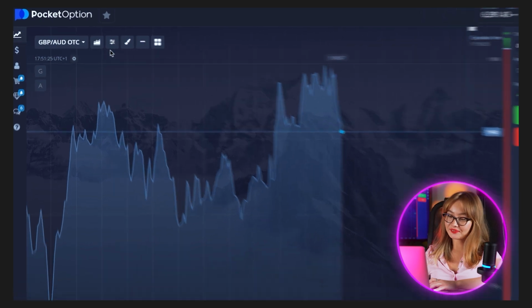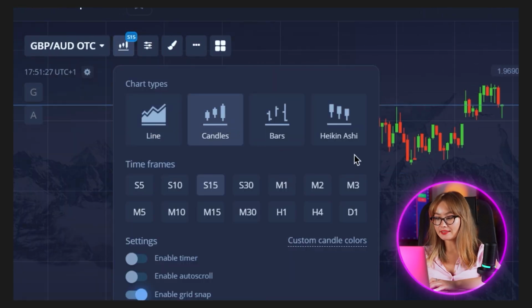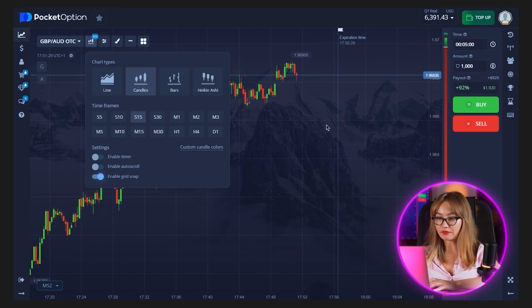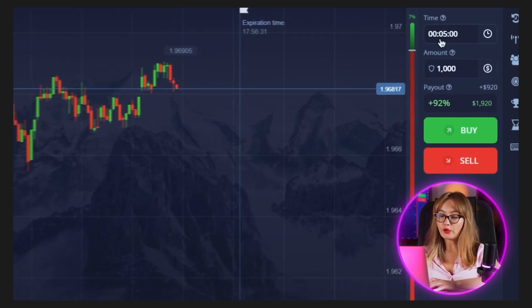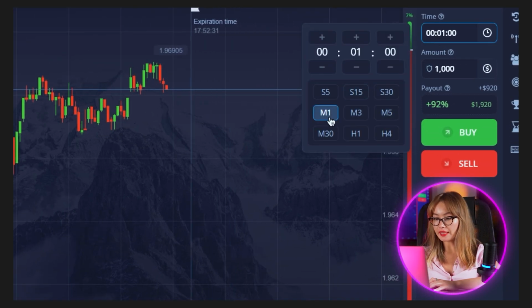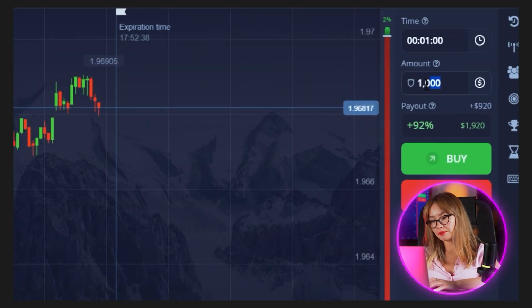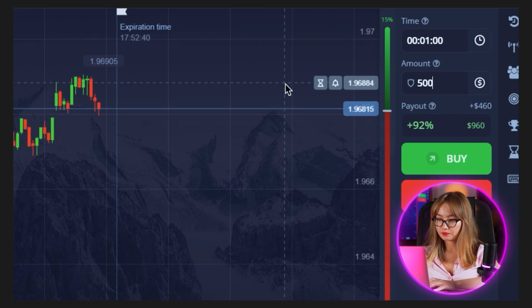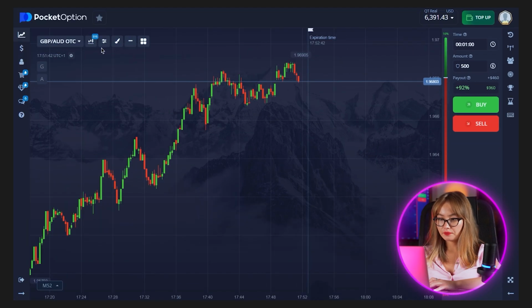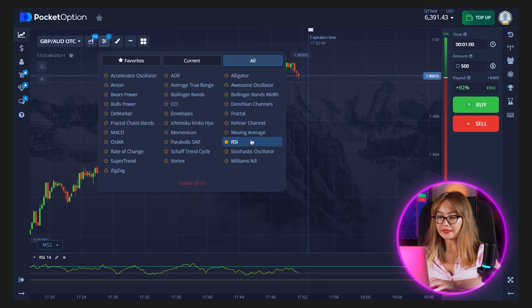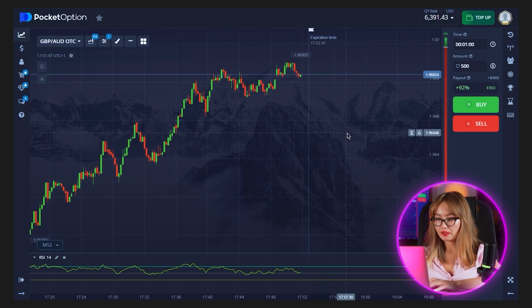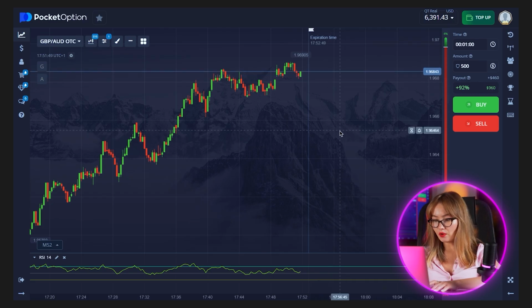Let's get started. First, let's fetch the candles. 15-second time frame. Trade duration 1 minute. That's a must. And the amount, well, let it be 500. Okay. We are using just one indicator, RSI. Here it is. No adjustments needed.